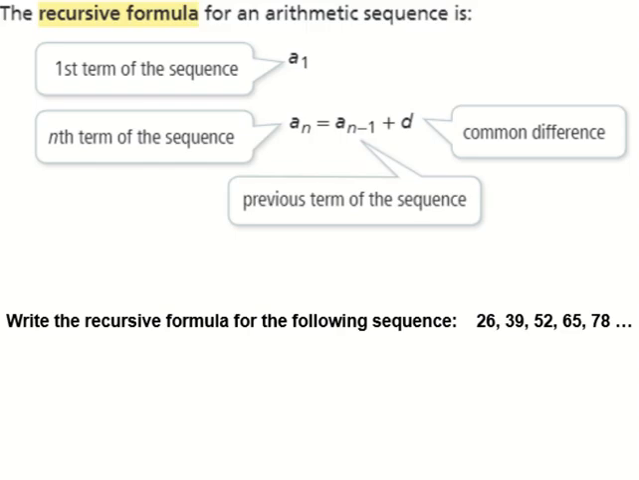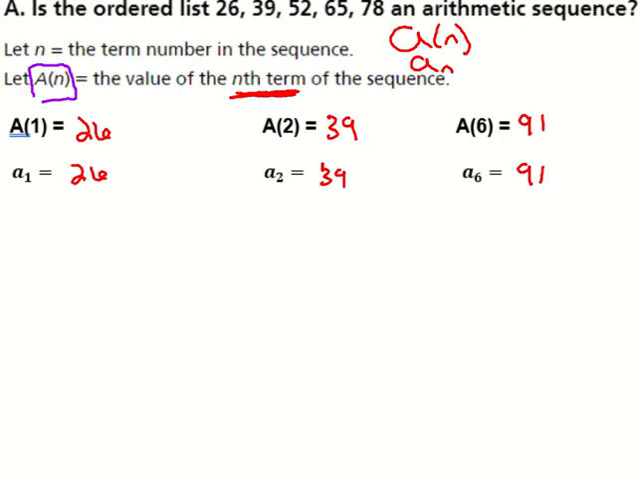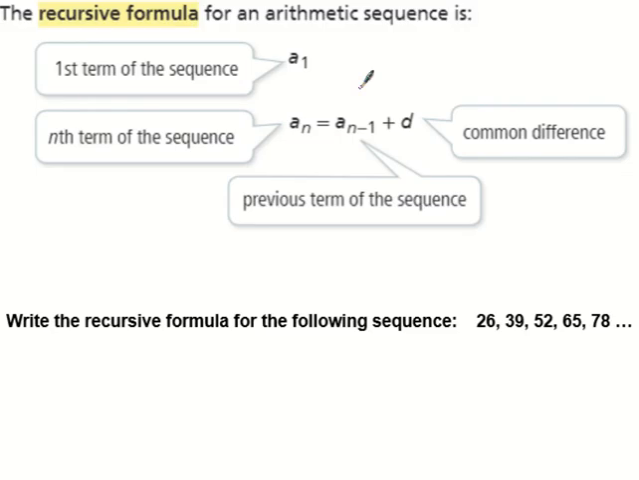So now let's look at how to write this formula down, just so we can see what's going on with the sequence. This is what's called the recursive formula. The recursive formula contains two parts. Part one tells you what the first term of the sequence is. And part two tells you what the nth term of the sequence is. So, part one and part two.